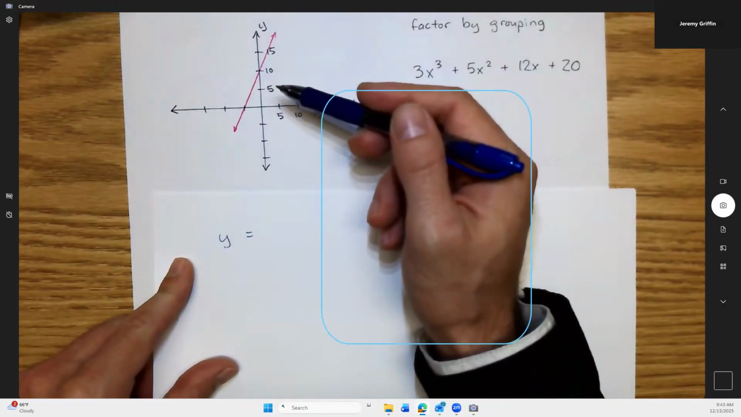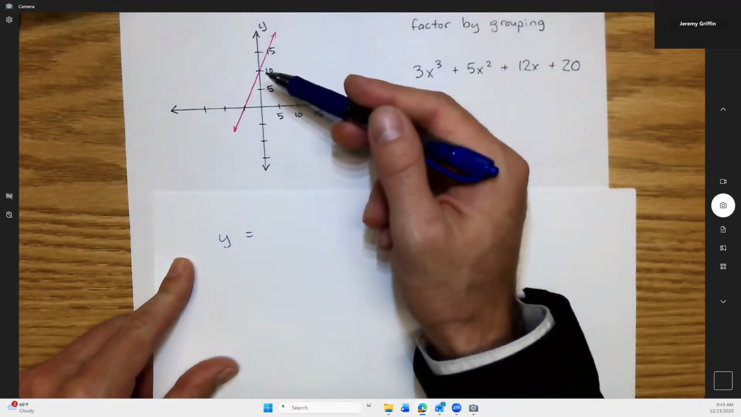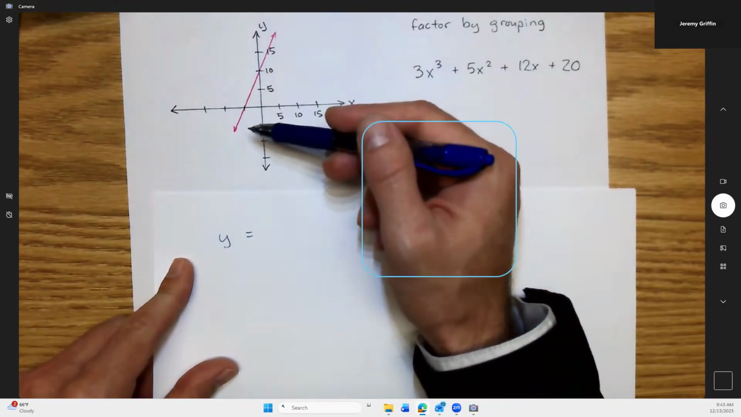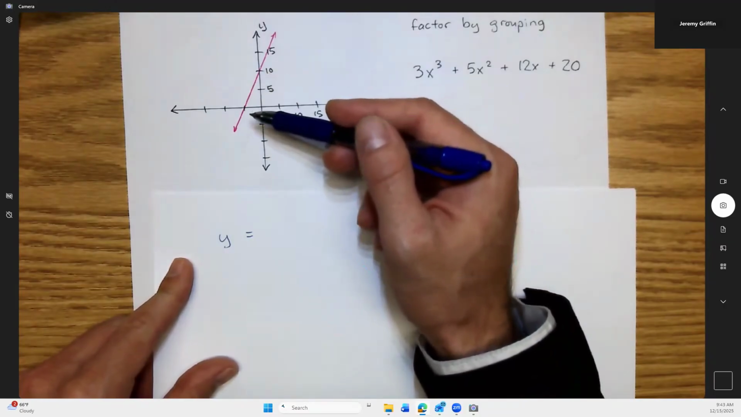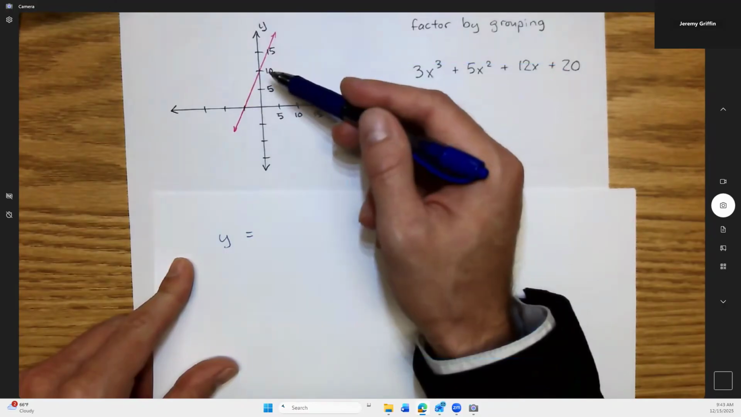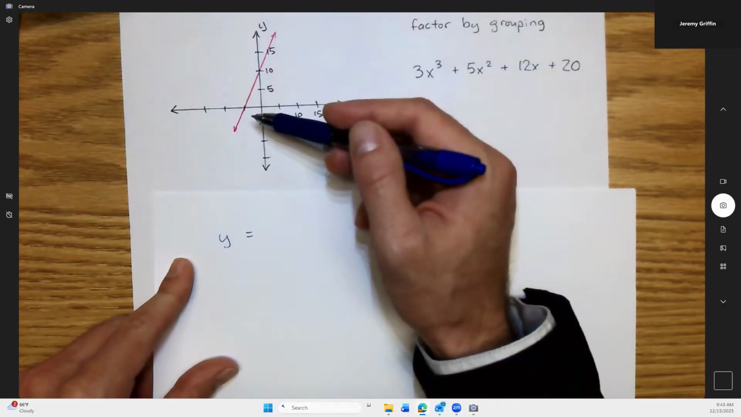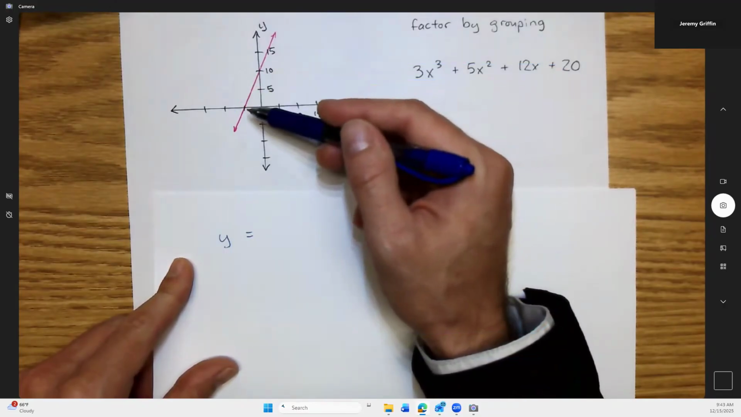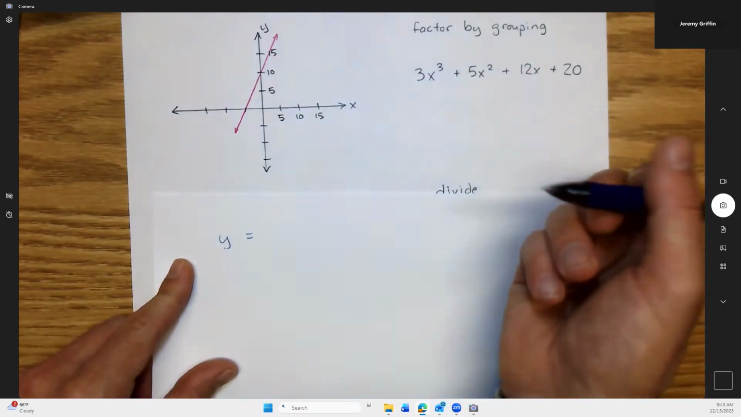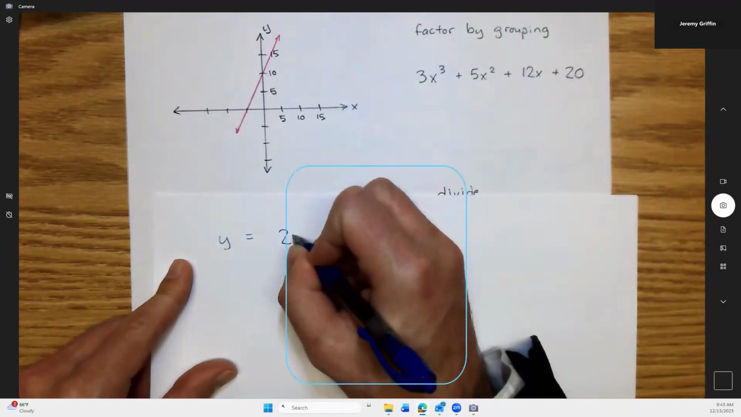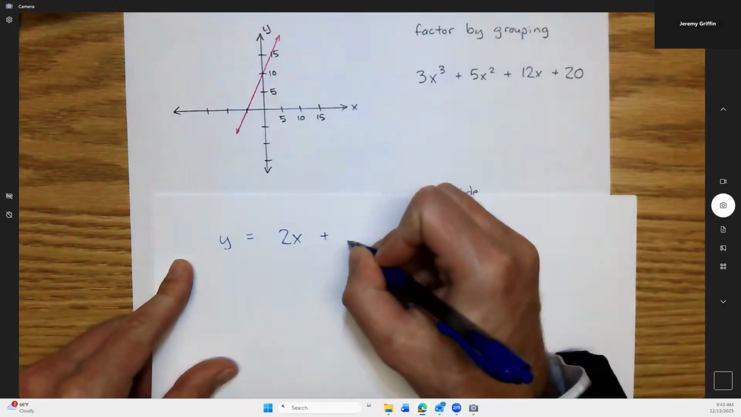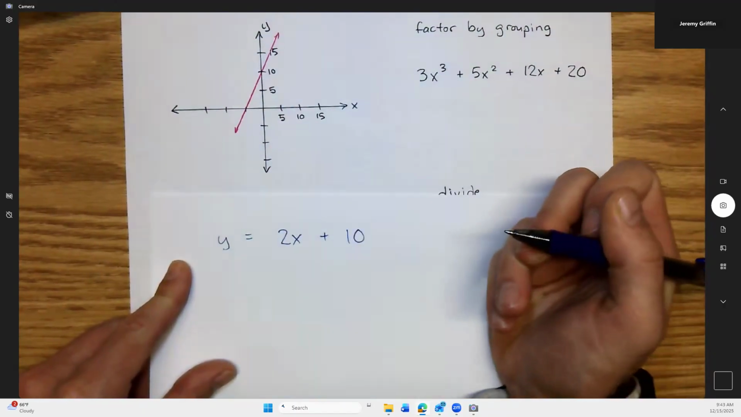Guys, let's go slope intercept form. Slope intercept. What's the intercept right there? 10. Yeah, the y-intercept is 10. Guys, what do you think the slope is? It's 2. Guys, you're going up 2 over 1. Or you could say up 10 over 5, but that reduces to 2 over 1, doesn't it? Yeah. So 2x plus 10. I think that's it. That's the whole thing.